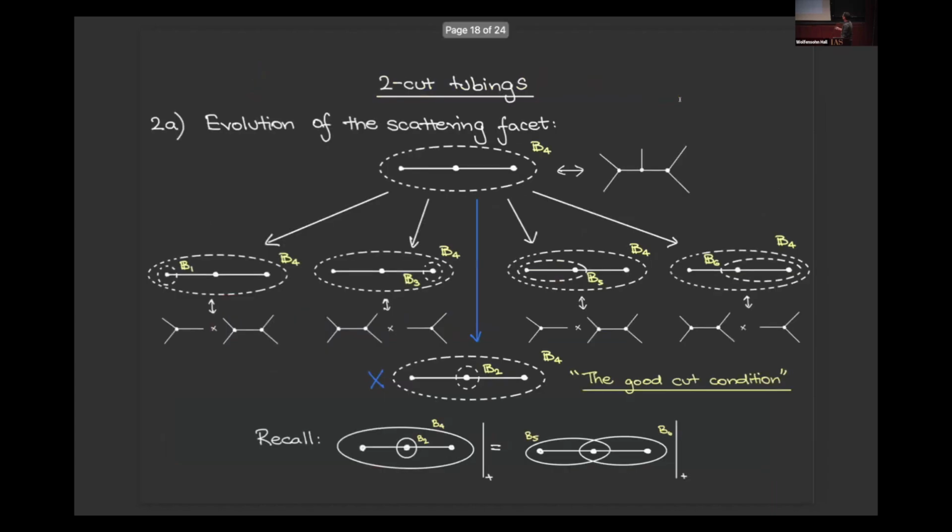So moving on to the space of two cuts, we can evolve the scattering facet tubing, which I had in the previous slide, to form all possible two cuts. However, we need to keep in mind that we cannot have unphysical two boundaries. That motivates us to define the good cut condition, which eliminates these unphysical two cuts. But there are 4 physical two cuts that can be paired with B4, namely B1, B3, B5, and B6. And these are 4 different ways to factor the 5-point amplitude into a product of a 4-point amplitude times a 3-point amplitude.